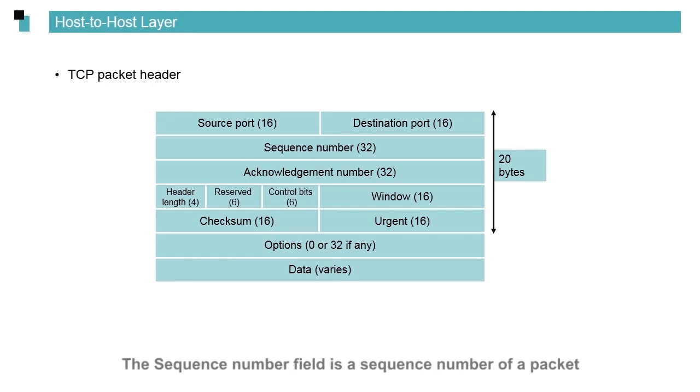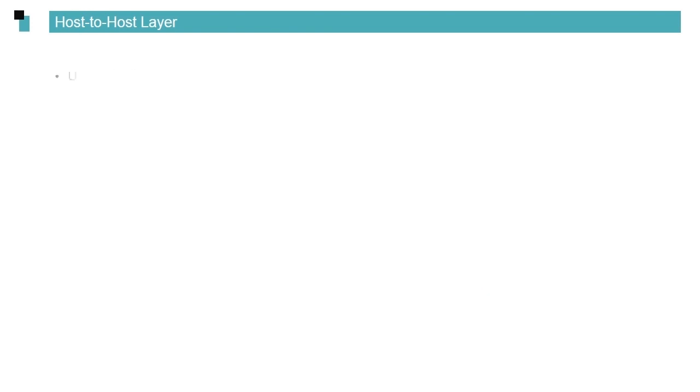The sequence number field is a sequence number of a packet. The acknowledgement number field is used to confirm that a packet is received. These two fields are used to ensure the reliability in transmission. The control bit field is 6 bits long. Each bit stands for a special purpose if the bit is set to 1.